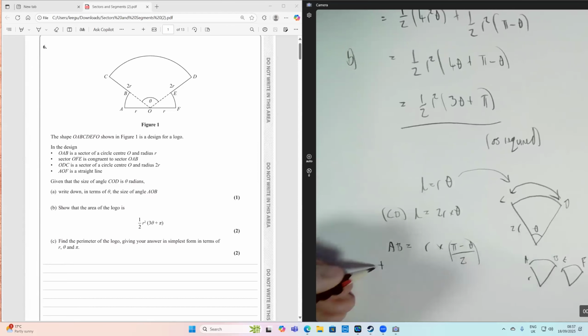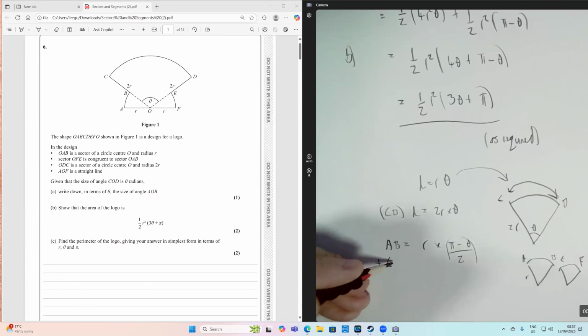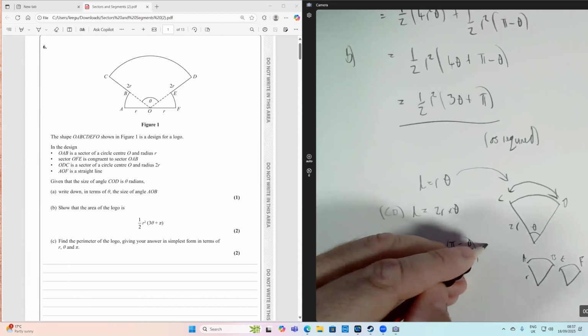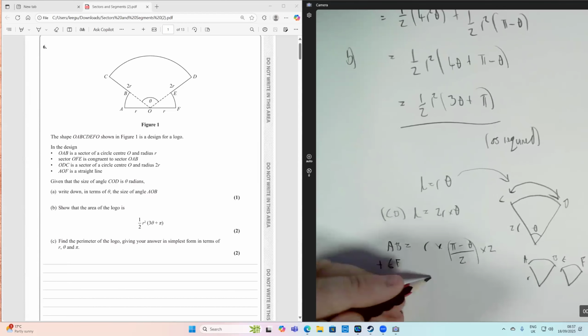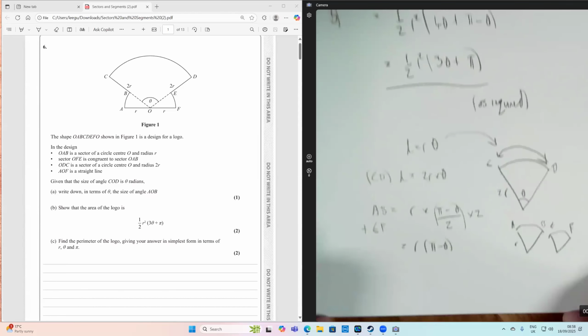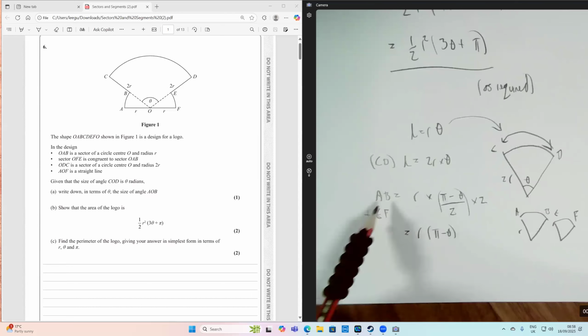Now we've got to also add on to this EF. Okay, so AB plus EF means we're going to have 2 lots of those. So that is going to be r, open brackets, pi minus theta. So that expression, r times (pi minus theta), is our arc length AB and our arc length EF. So we can add everything together now, because what have we got? If we look at our logo, we've got an r from A to O, an r from O to F. We've got another r from E to D, and we've got another r from B to C.